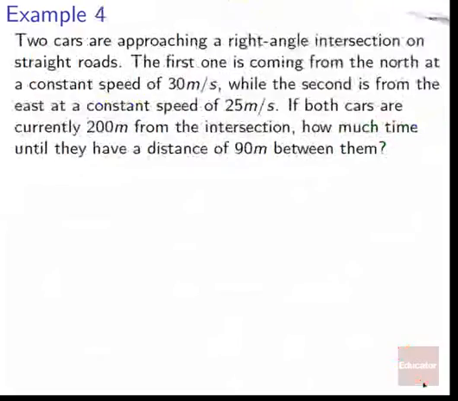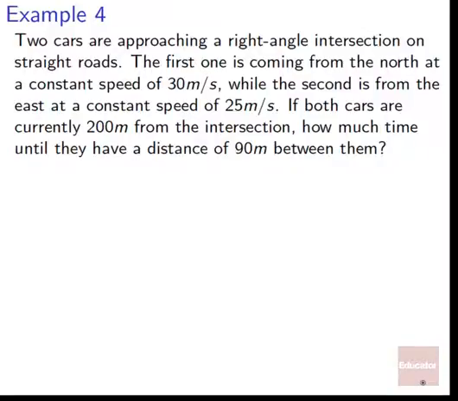Great. Final example. Two cars are approaching a right angle intersection on straight roads. The first one is coming from the north at a constant speed of 30 meters per second, while the second is from the east at a constant speed of 25 meters per second. If both cars are currently 200 meters from the intersection, how much time until they have a distance of 90 meters between them? Oy, right?